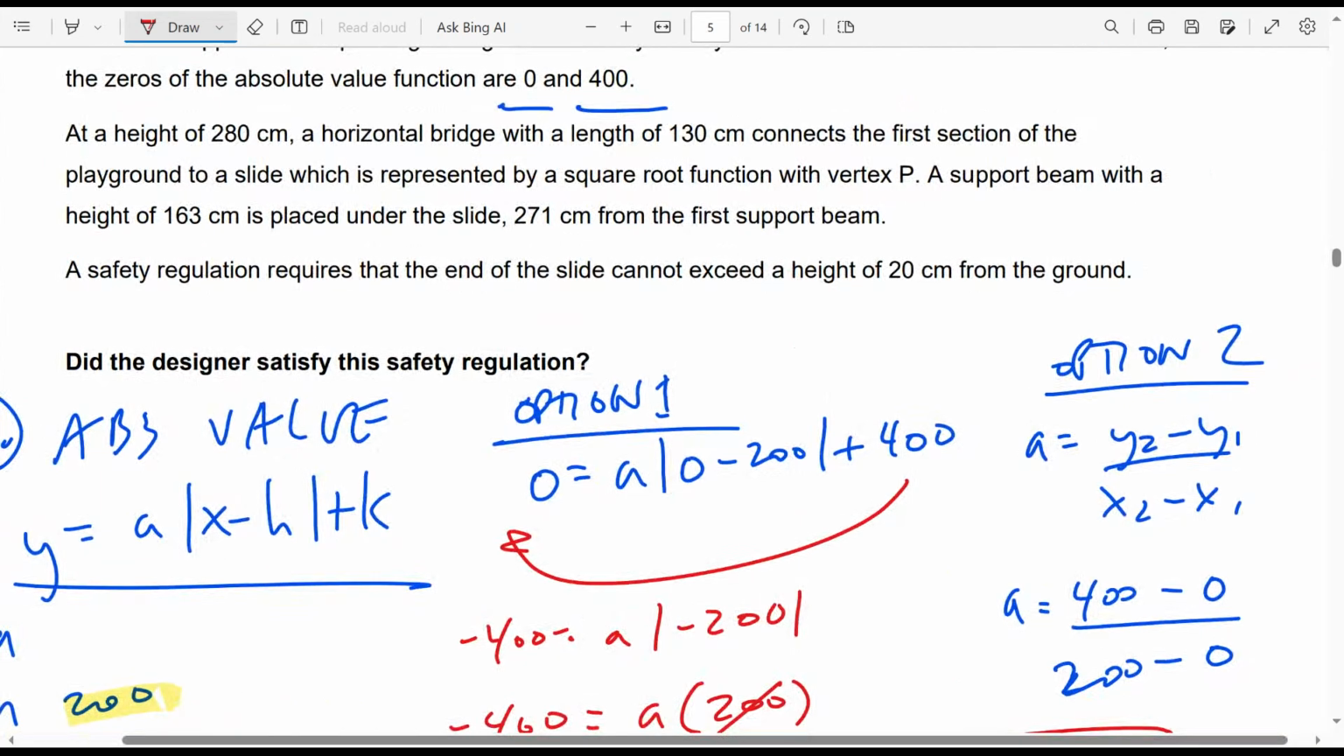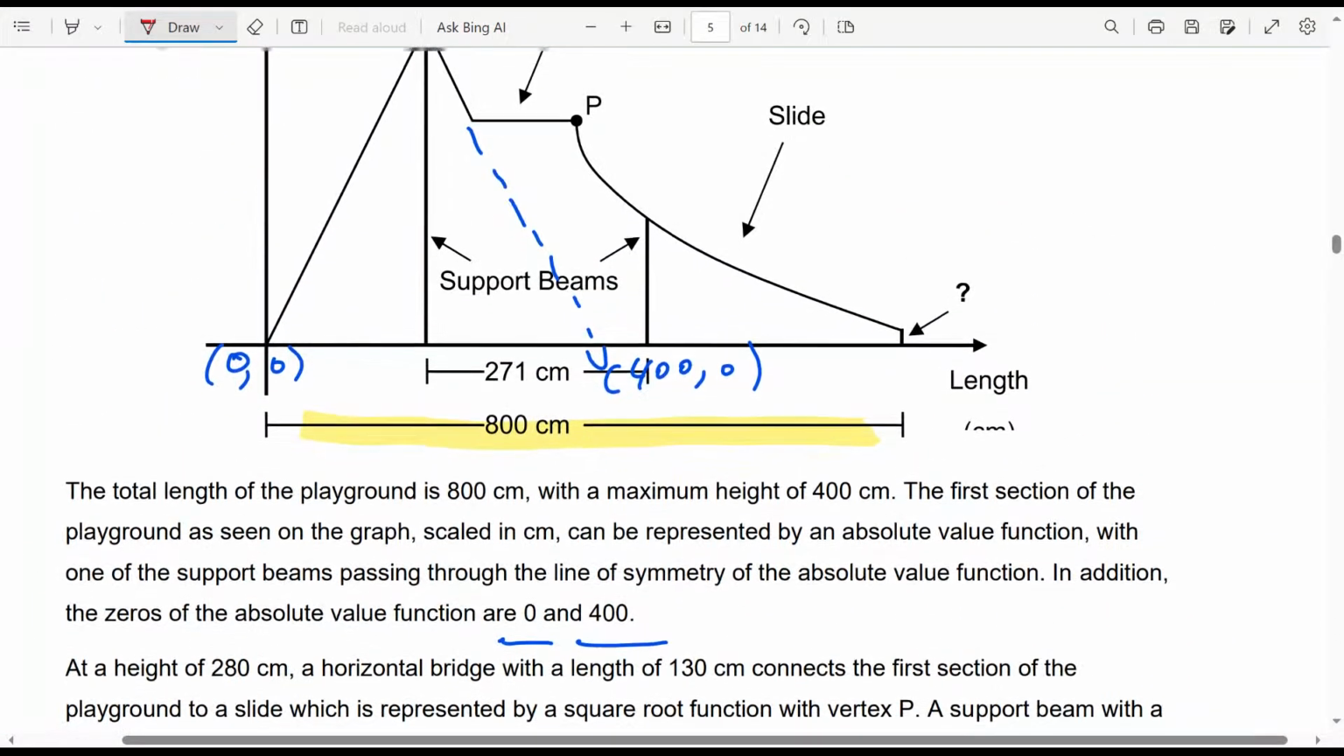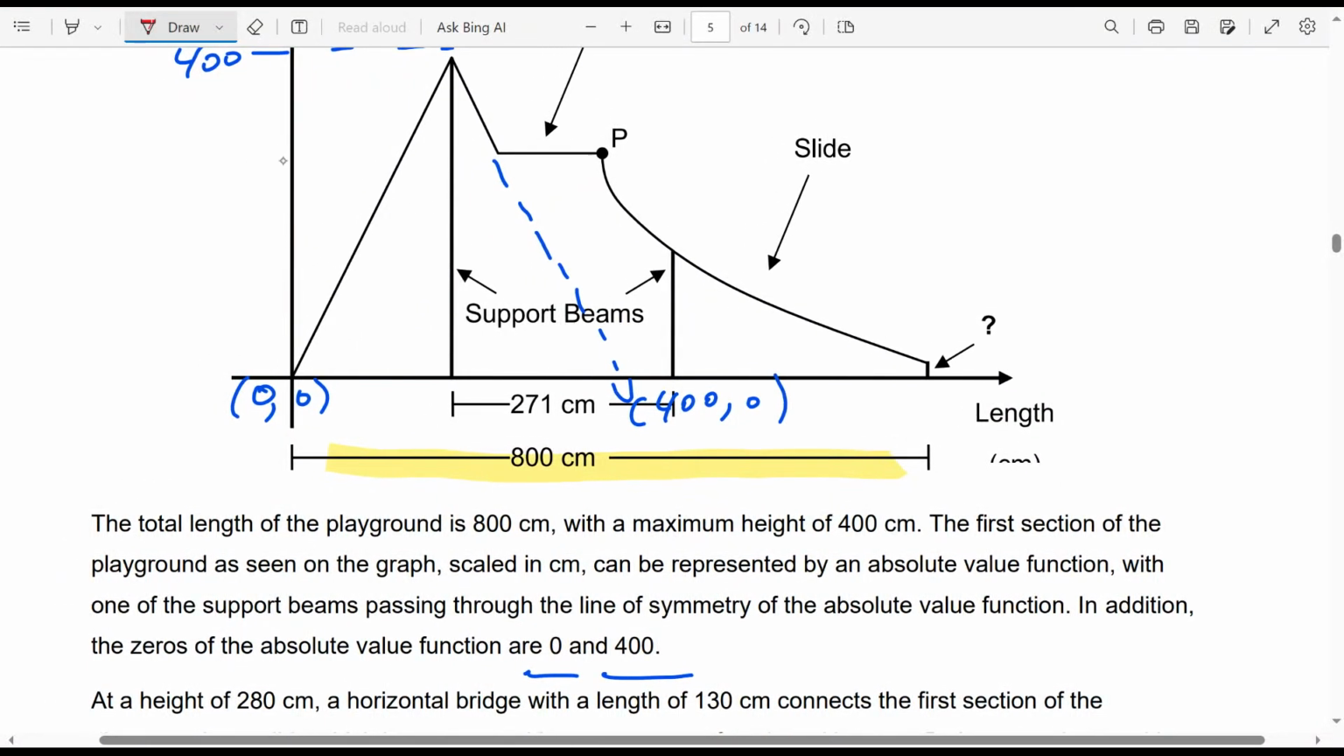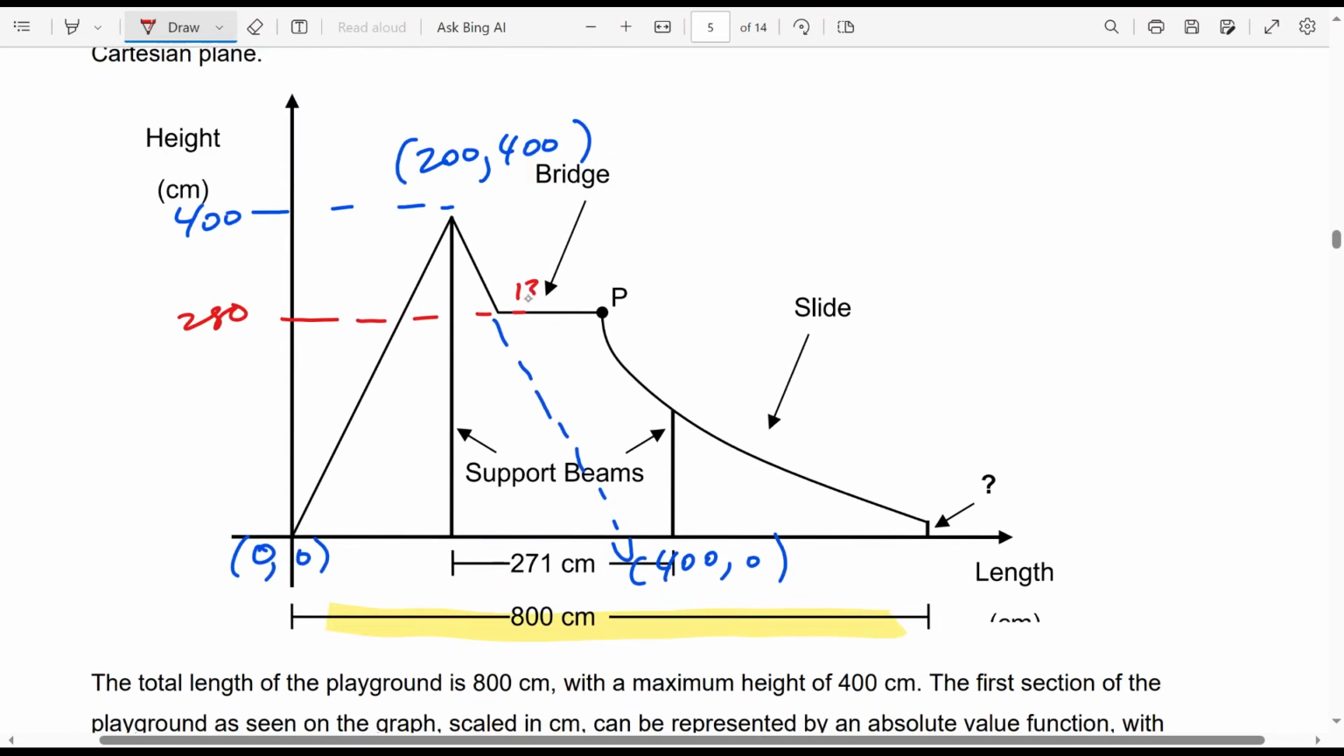At a height of 280 centimeters, a horizontal bridge with a length of 130 centimeters connects the first section of the playground to a slide. Okay, so the only thing I know right now is that this is at a height of 280, and I know that this is 130 centimeters wide. So that's important right now, and I'll leave you with that information.